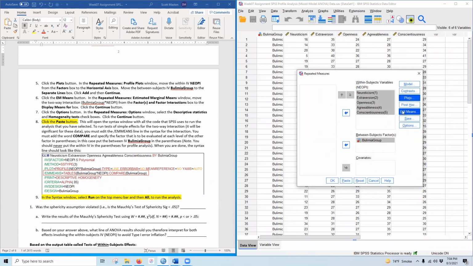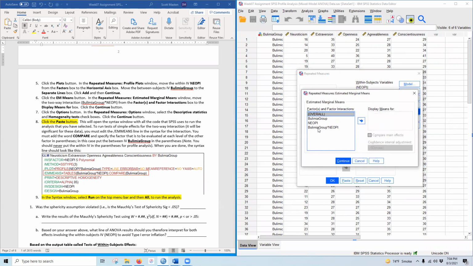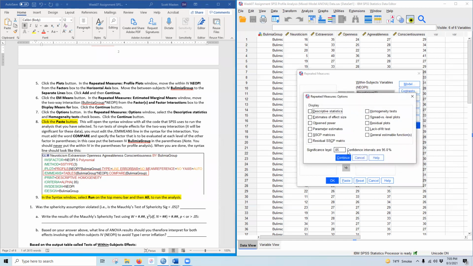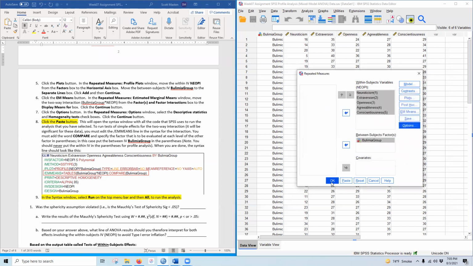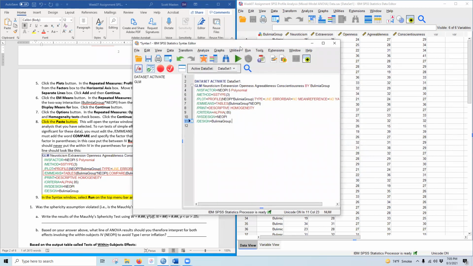Then click the EM Means button. We have to do this because we need to make sure we can hit paste and add that compare bulimia group later on. So move the two-way interaction from the factors box over to the display means for box, and click Continue. Click on the options button to get descriptive statistics and homogeneity tests, click Continue. And then do we click OK? No, we click Paste. When we click Paste, we get this output.